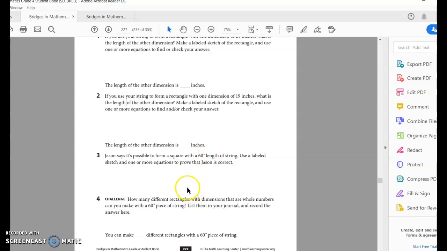Okay? Good luck. Remember, we're using perimeter, and the formula for perimeter is length times 2 plus height times 2. Good luck.